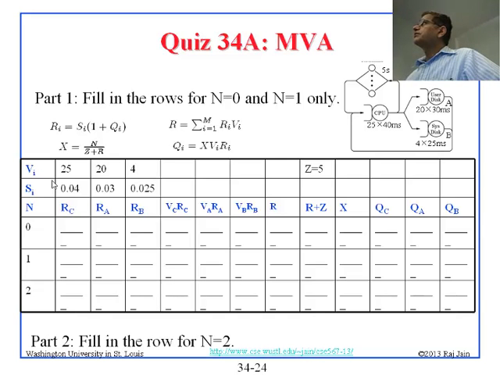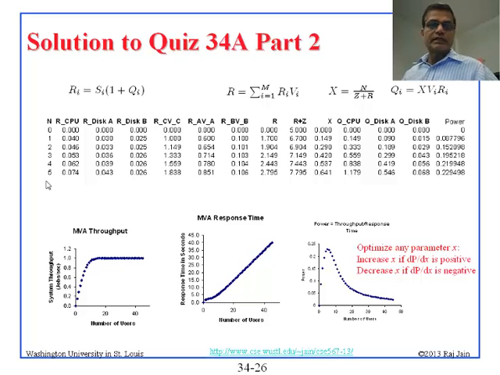S_i times, no, hold on. The thing is, if you want to put 1 plus, then you have to put Q at minus 1 users, which you don't have. So for 0 users, the response time is 0. So maybe that should be made clear: these formulas don't apply for 0 users. 0 users is initialization, so the 0 users row is initialization.